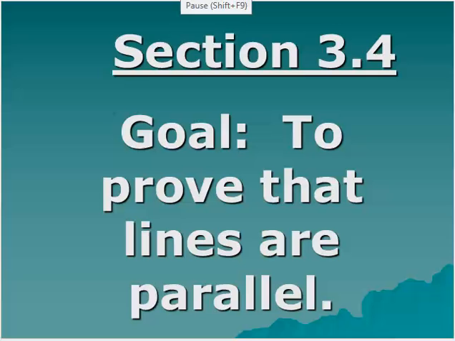Section 3.4 is going to seem similar to Section 3.3, but we're going to go backwards. Instead of being told that the lines are parallel and making statements about the given angles, we're going to prove that the lines we have are parallel.